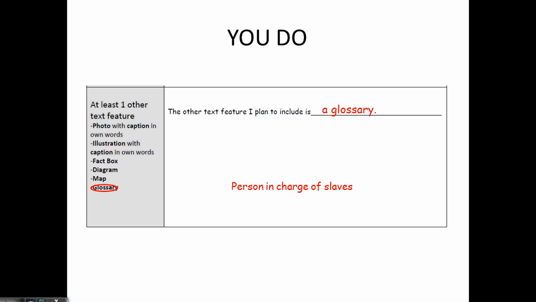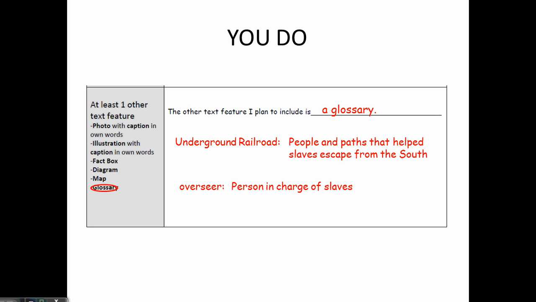Now that you've chosen your text feature, what you're going to do is write notes down below. So I chose to include a glossary. The two words that I'm going to include as a part of my glossary are Underground Railroad and overseer. Remember, a glossary also includes definitions or meanings. So for Underground Railroad, I put people and paths that helped slaves escape from the South. For overseer, I wrote what that is. It's the person who is in charge of slaves.